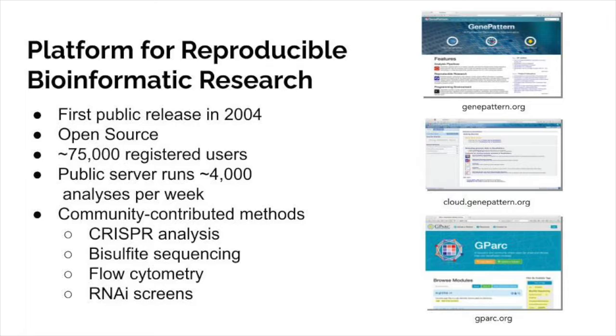The GenePattern public server has some 75,000 registered users, and usually runs somewhere in the ballpark of 4,000 analyses each week. You can also download the code and run your own private server, as many organizations do. Finally, I want to note that it's an open platform. There is a repository of community-contributed methods that cover a wide range of bioinformatics techniques, including CRISPR analysis, bisulfite sequencing, flow cytometry, and RNAi screens.